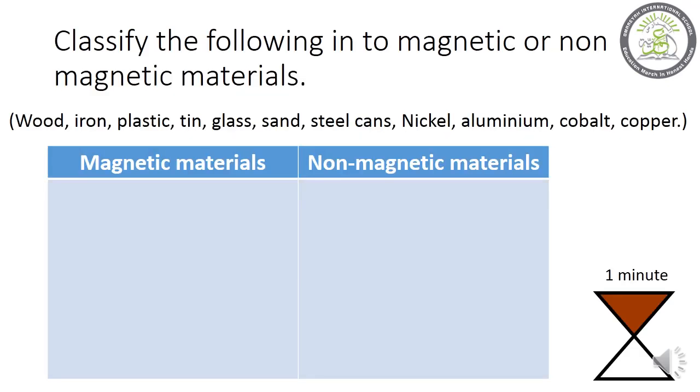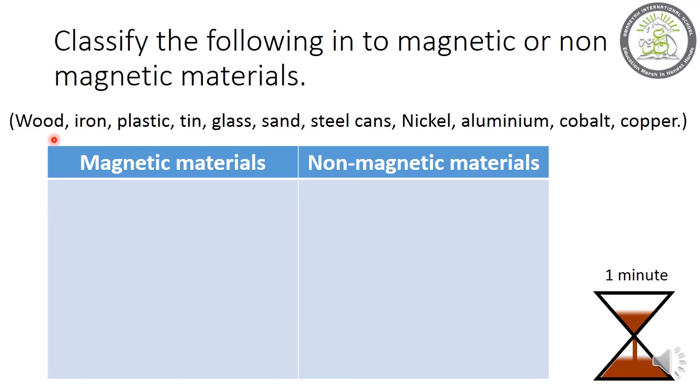This is an important question. Classify the following into magnetic or non-magnetic materials. We have the following materials and we have only 1 minute. So wood, iron, plastic, tin, glass, sand, steel cans, nickel, aluminium, cobalt, and copper. You have only 1 minute to classify these into magnetic and non-magnetic materials. Let me give you a hint. Magnetic materials means the materials that are attracted to a magnet.